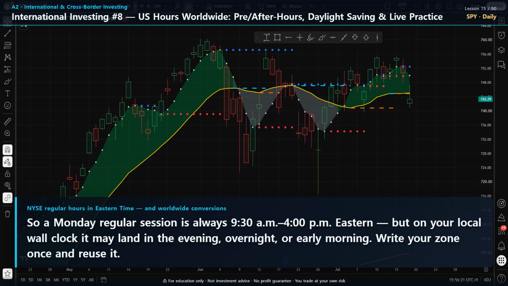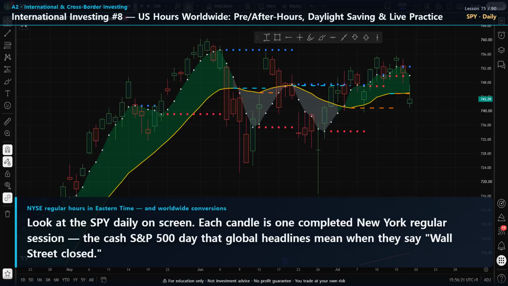So a Monday regular session is always 9:30 a.m. to 4 p.m. Eastern, but on your local wall clock it may land in the evening, overnight, or early morning. Write your zone once and reuse it. Look at the SPY daily on screen. Each candle is one completed New York regular session, the cash S&P 500 day that global headlines mean when they say Wall Street closed.